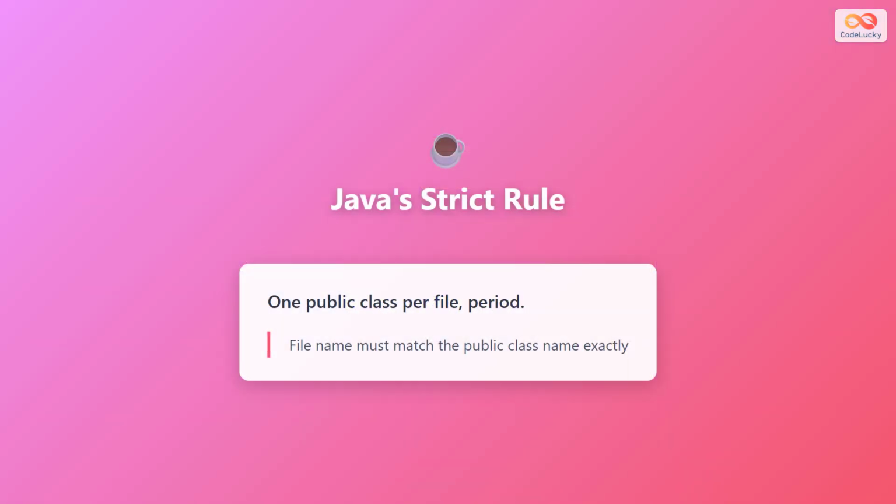Let's start by looking at how Java handles file organization. Java has a very strict rule: you can only have one public class per file, period. Not only that, but the file name must match the public class name exactly. For example, if you have a public class called user, your file must be named user.java. This restriction has been part of Java since its inception and makes the code predictable but sometimes inflexible.